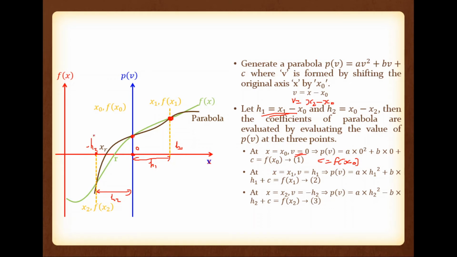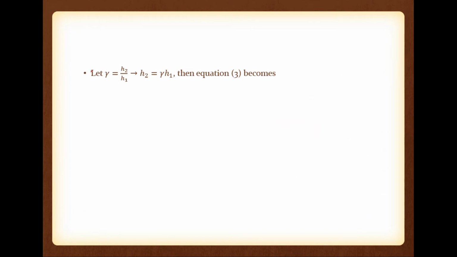So at v equal to minus h2, what is the value of p of v? That is this value. That is exactly equal to f of x2. So at x equal to x2, we have a into h2 square minus b h2 plus c, that is equal to f of x2. Is it clear? Okay. So now, again we have only one value c, we have to find a and b. So in order to find a and b, we are going to take the ratio of h2 and h1. So take gamma equal to h2 by h1.